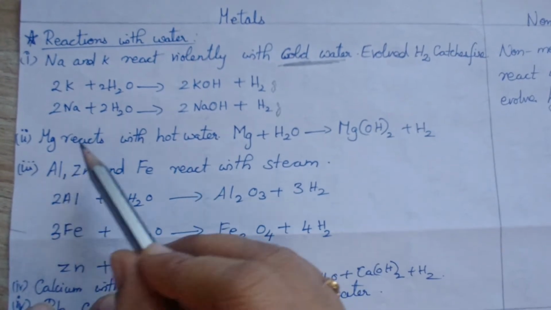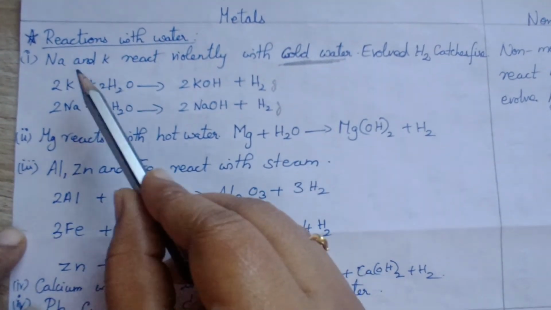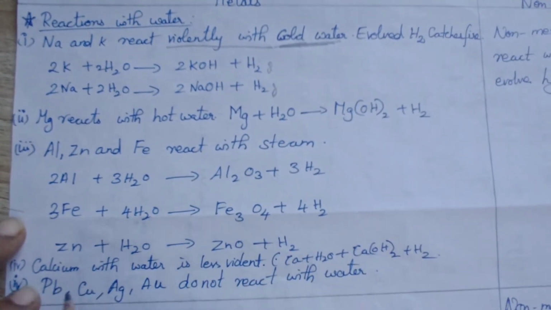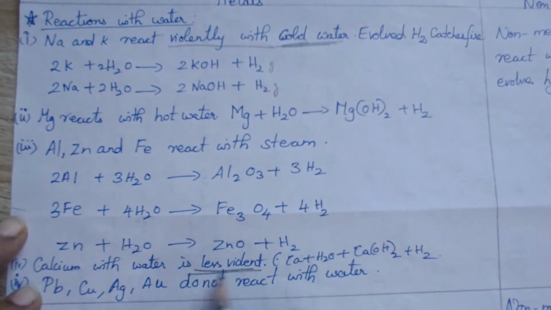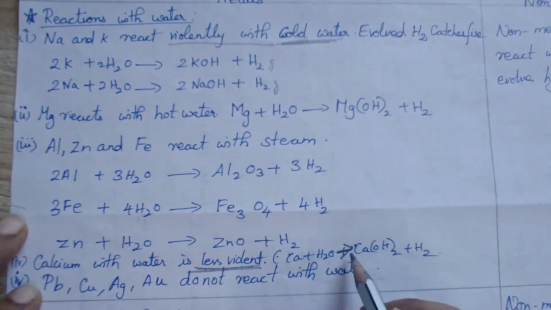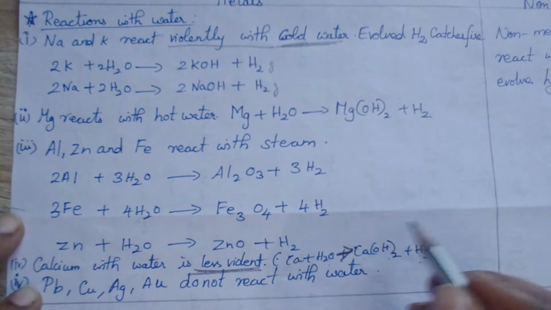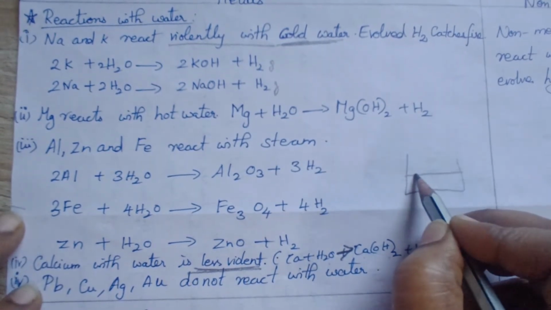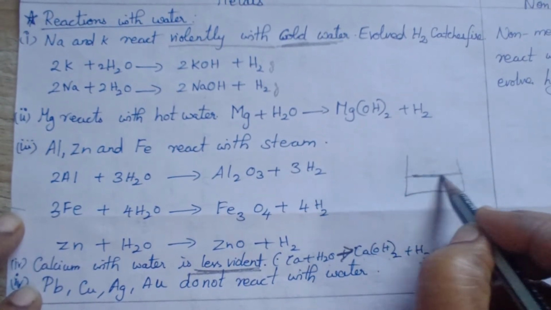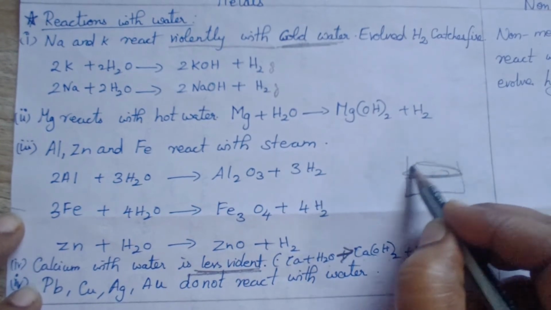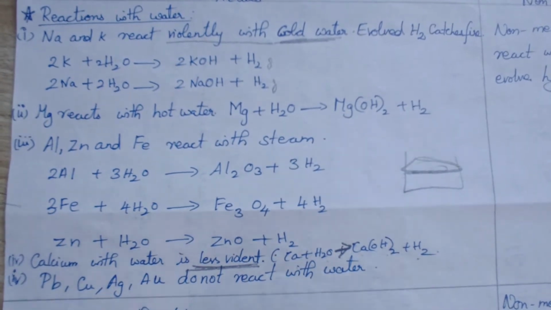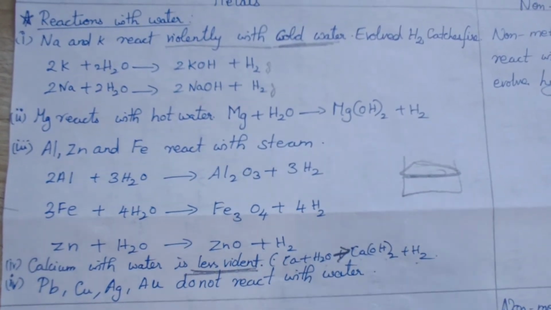Likewise, potassium and sodium react violently with cold water. Calcium reacts with cold water, but less violently. Calcium plus water gives calcium hydroxide plus hydrogen gas. If you put a piece of calcium, sodium or potassium, it will float on the water. It will move here and there, floating on the water while reacting, because the bubbles of hydrogen gas formed stick to the surface.